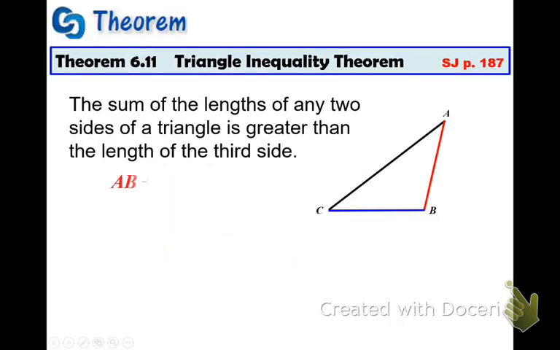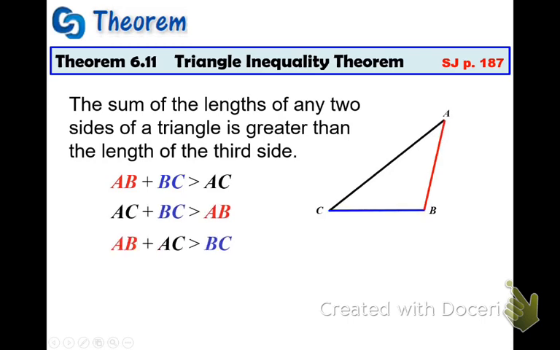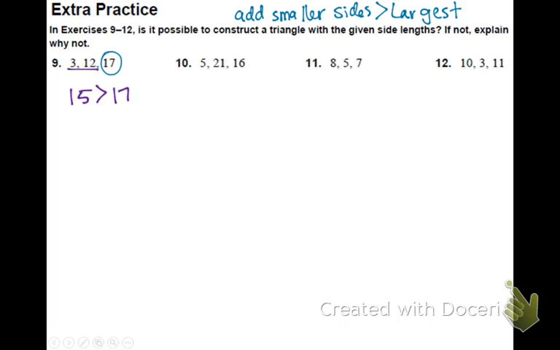So when we go to this section, we're just going to speed through this part, because this one tells you to actually try all combinations. But what I tell you is to add the smaller sides, and they need to be greater than the largest side, because this is really the only combination that matters. What is the largest side in number 9? 17. So we would add 3 plus 12. What is 3 plus 12? 15. Is 15 greater than 17? So this would be a no, not possible.